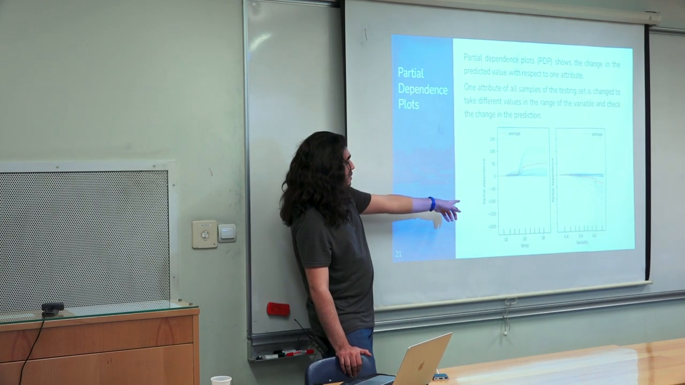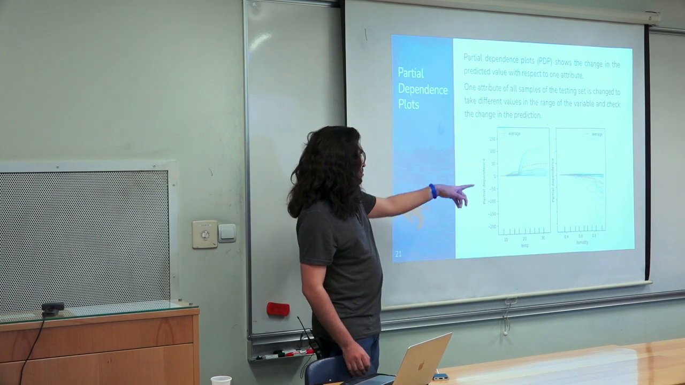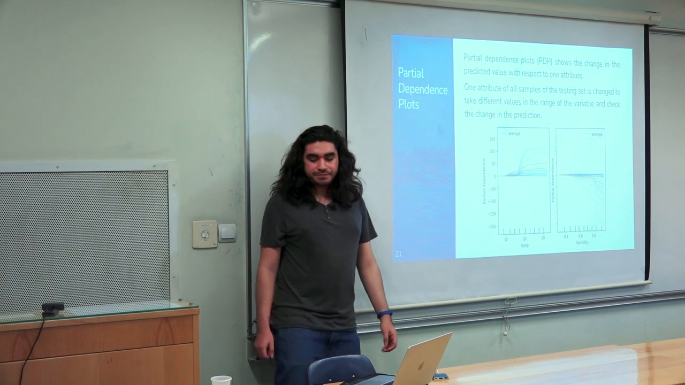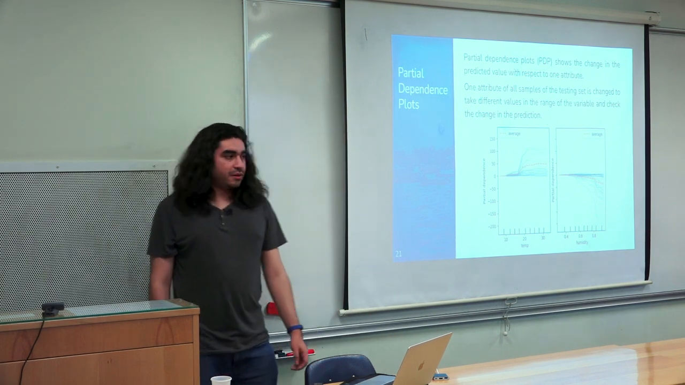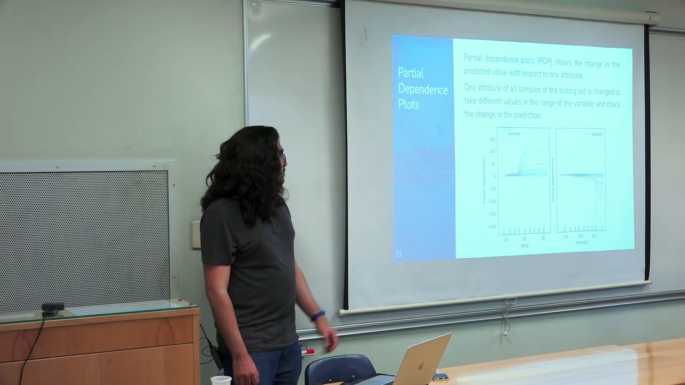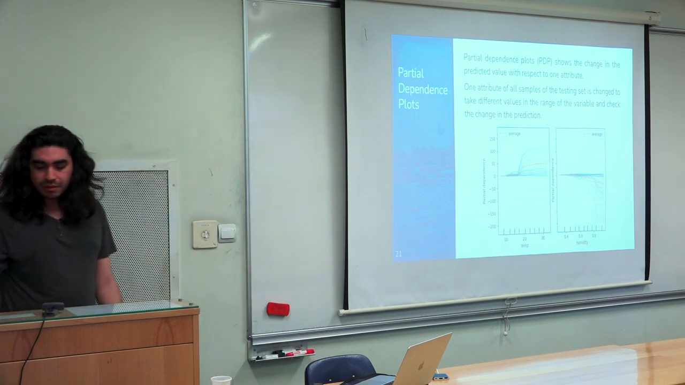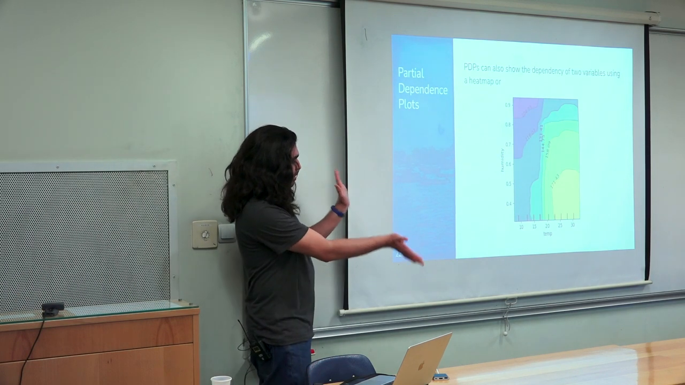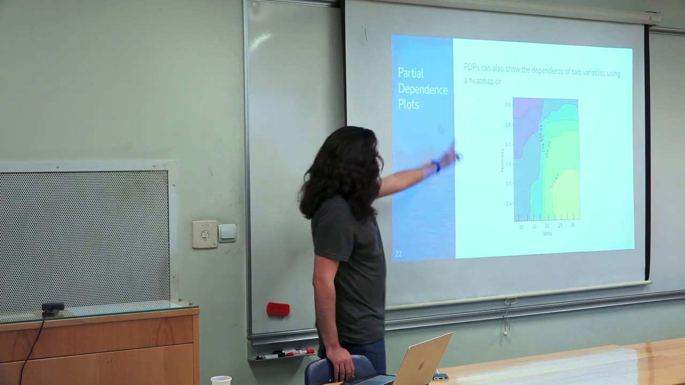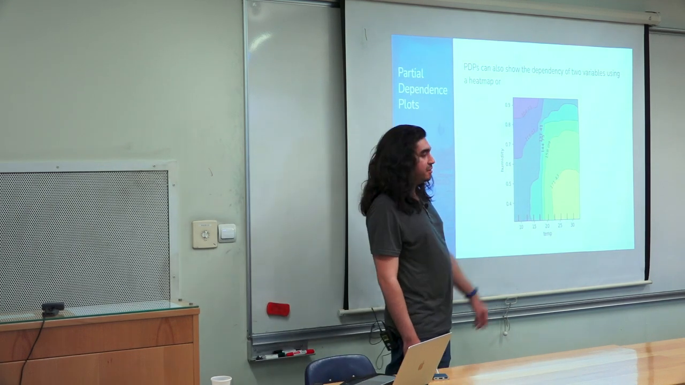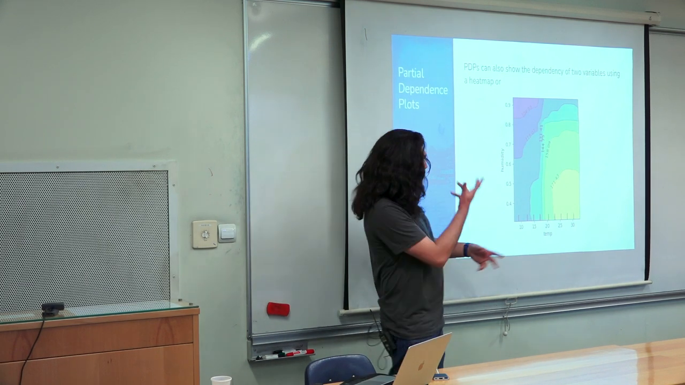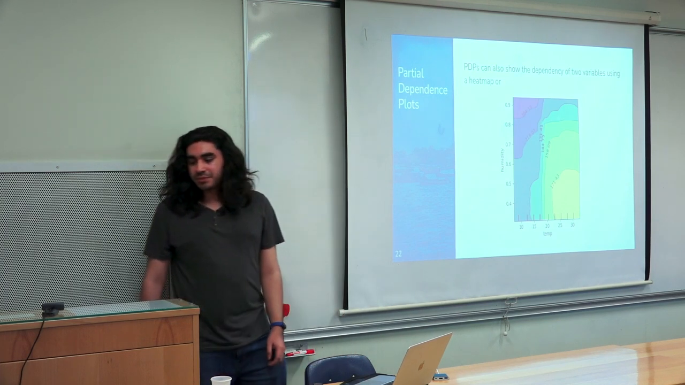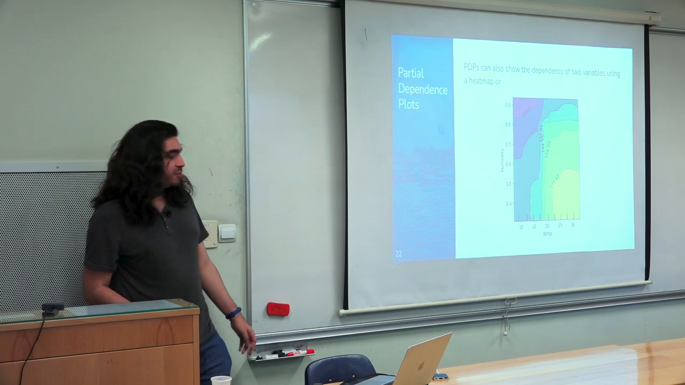And you can measure or plot the average of all these lines, and you get a better understanding of the chart, right? So this is a partial dependence plot. You can also produce a partial dependence plot for two variables. So you can have one variable in this axis and another one in the other, and you plot with a heat map or a contour chart the changes in the output, right? And you can see the dependency of these attributes to the output.